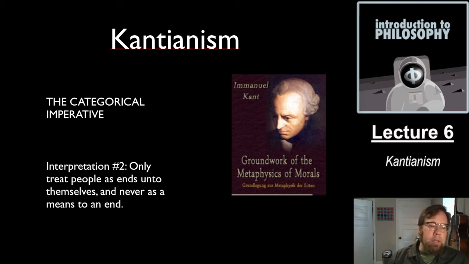Well, lucky for Kant, he has a different interpretation of the categorical imperative. This is interpretation 2, or version 2. So instead of all this stuff about whether you can rationally will your action to be a law of nature, it's worded like this: only treat people as ends unto themselves and never as a means to an end. So never use people to accomplish things. Don't use a person to accomplish some goal. You have to treat people as goals unto themselves.